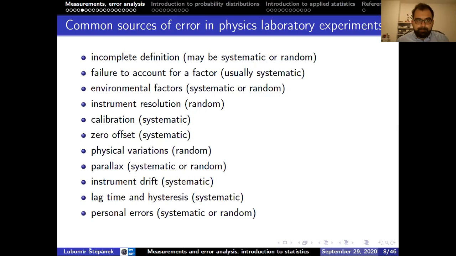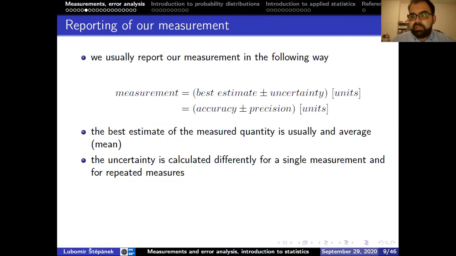Well, reporting our measurements. This is the important part, because in your laboratory work, in the protocols we are going to assign to you, which you submit to us after the laboratory task is done, there will definitely be a way to report your measurements. A good way to do it is to follow this formula: measurement is composed of best estimate plus minus uncertainty and some units.